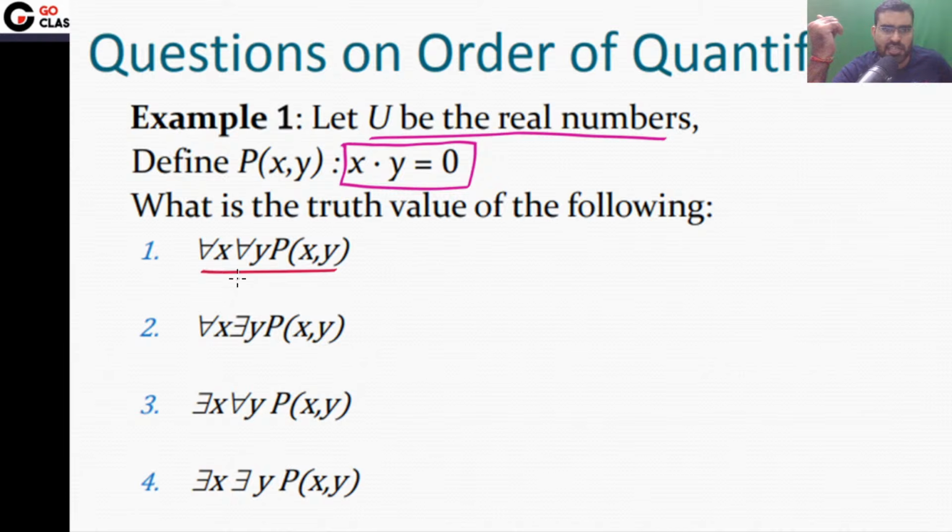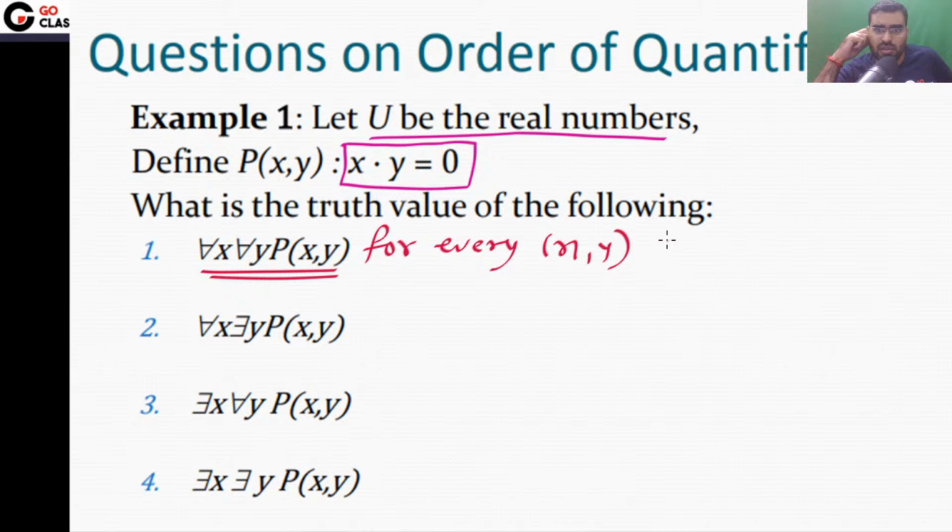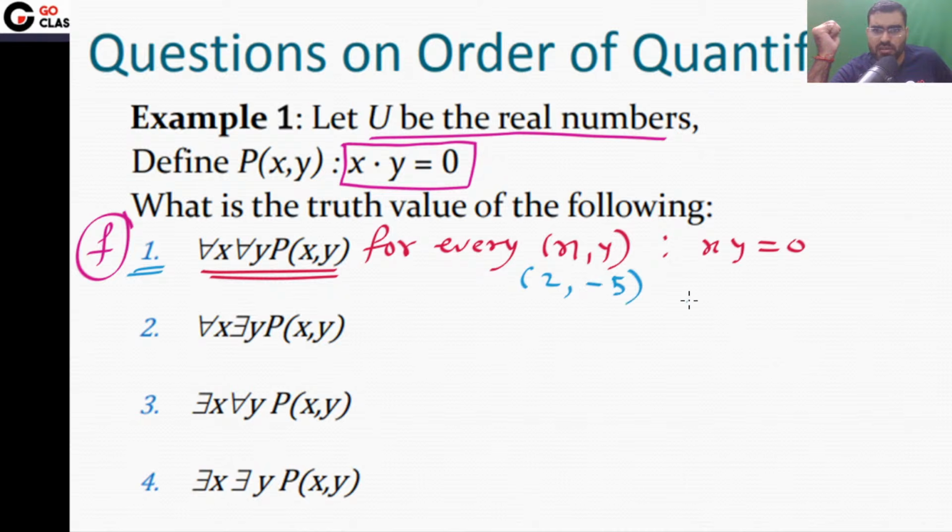See, this statement is saying that for every x, for every y, xy must be 0. Of course this is false. This is definitely false, because you are saying that for every x comma y, xy is 0. For example, if you take the pair 2 comma minus 5, then for this pair it will be false.